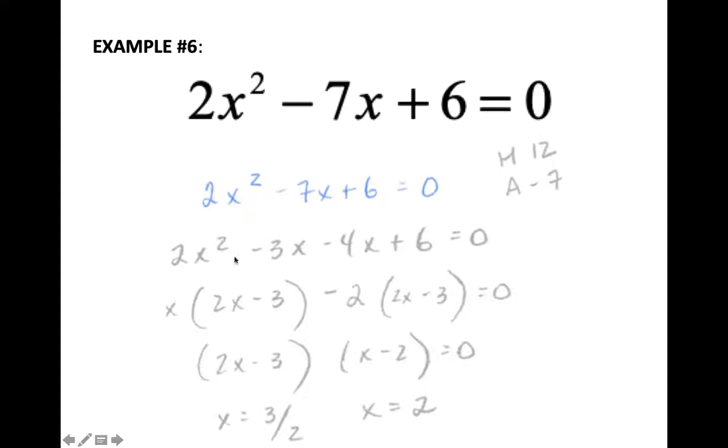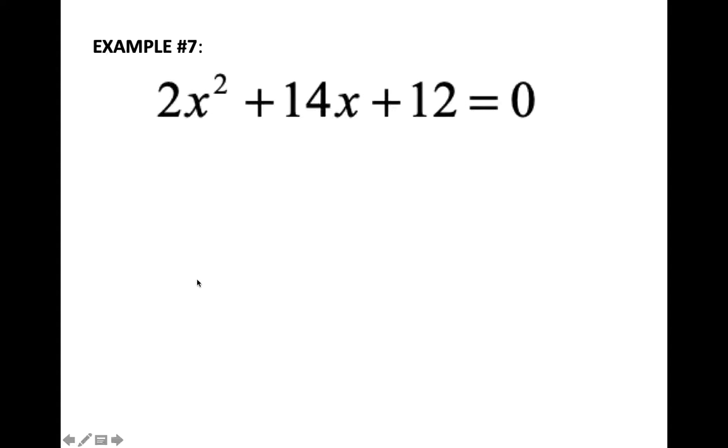Once I do, it's set up so that I can factor by grouping. I pull an x out of these two, leaving me with 2x minus 3. And I pull a negative 2 out of these two, leaving me with 2x minus 3. So again, I have a common factor, 2x minus 3, and the leftovers are x minus 2. I use those two equations and solve for x. x is 3 over 2, and x is 2.